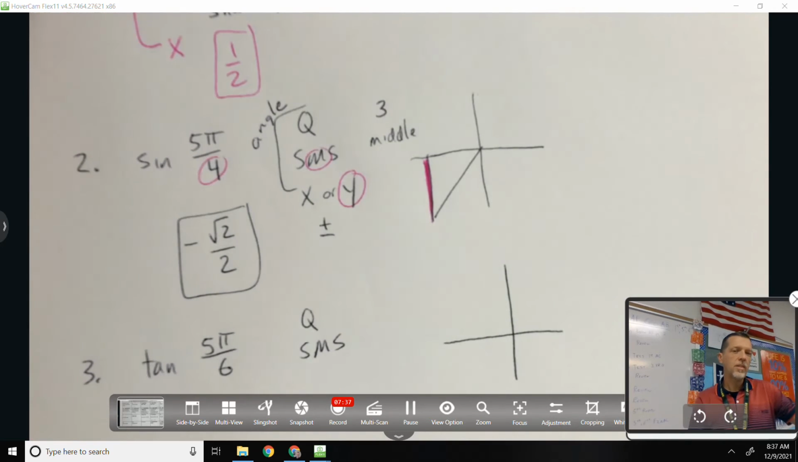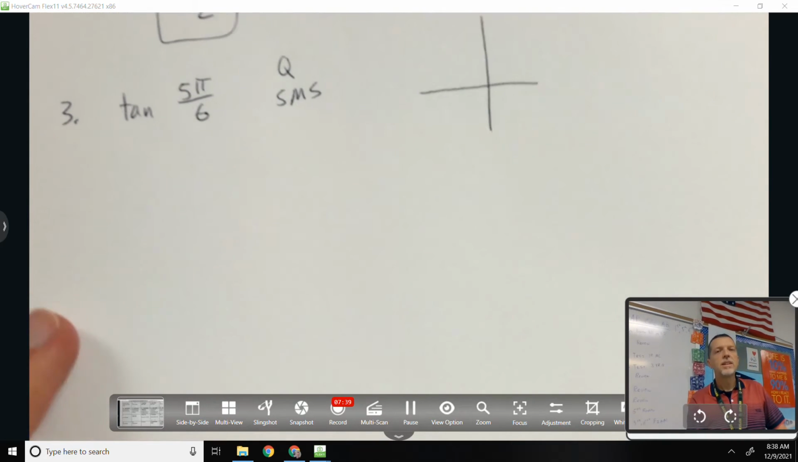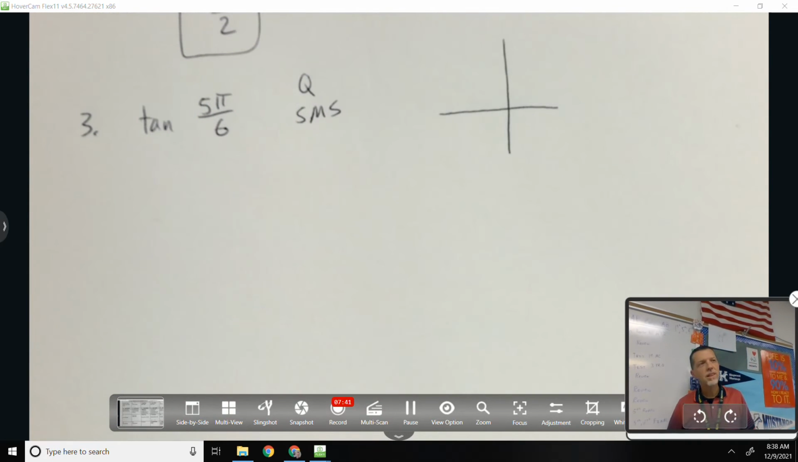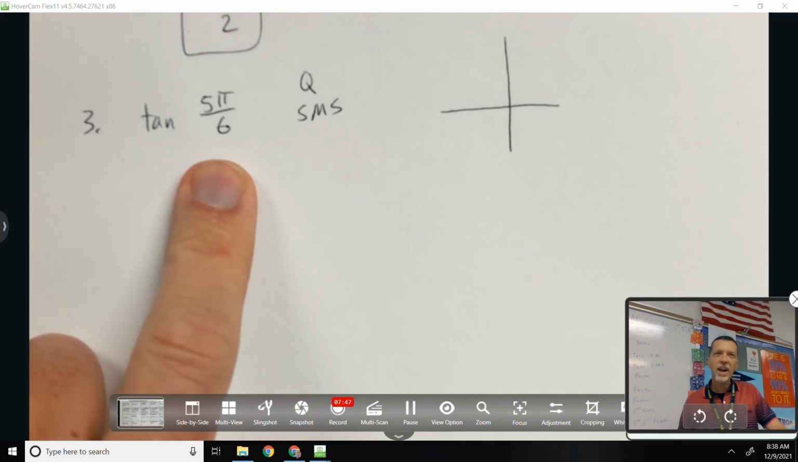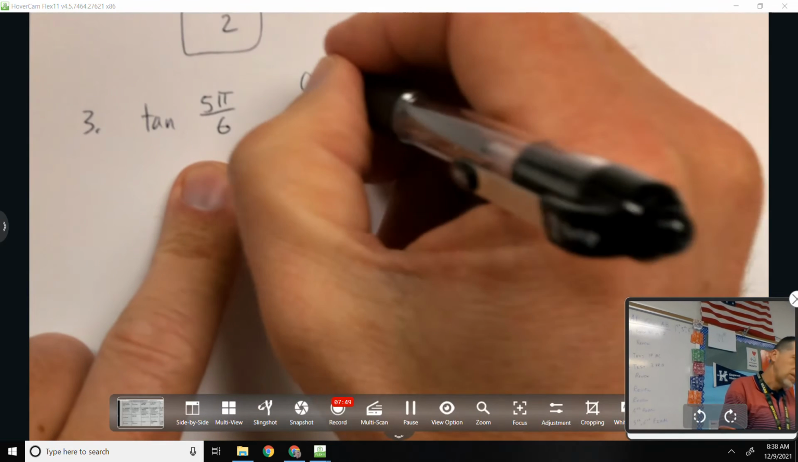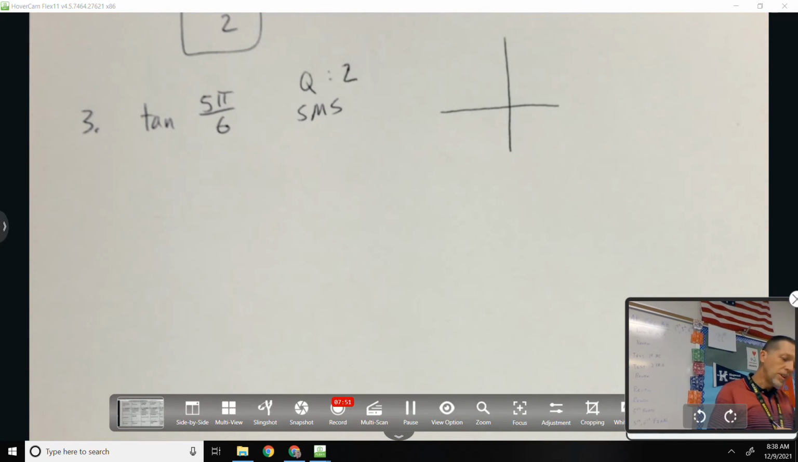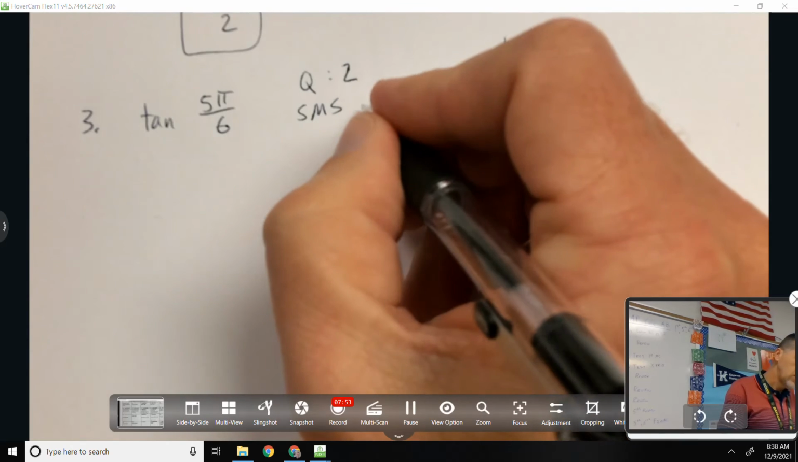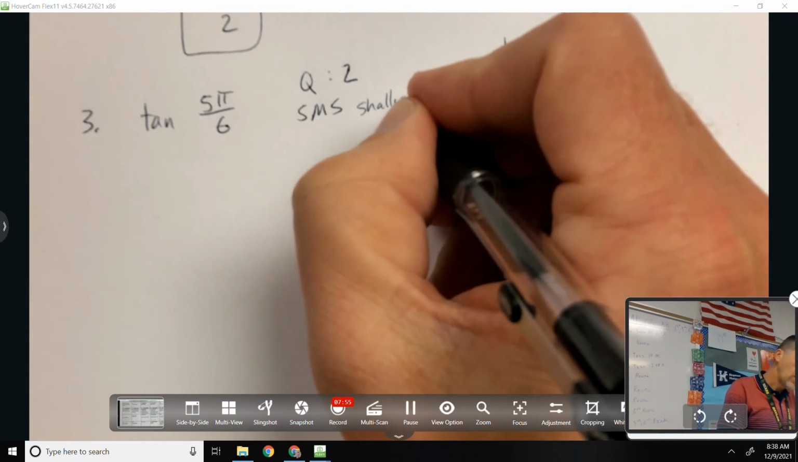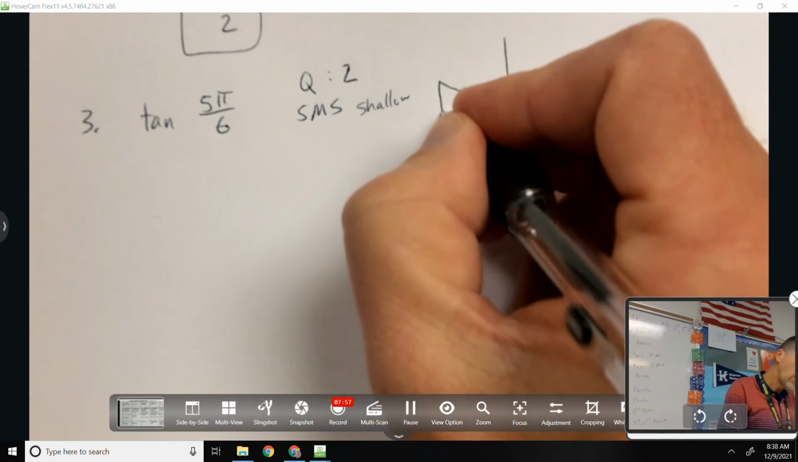Tangent of 5 pi over 6. What quadrant would that be in? The second, because it's almost to pi. Yeah, quadrant 2. Is it shallow, middle, or steep? Shallow, because over 6 is always shallow.